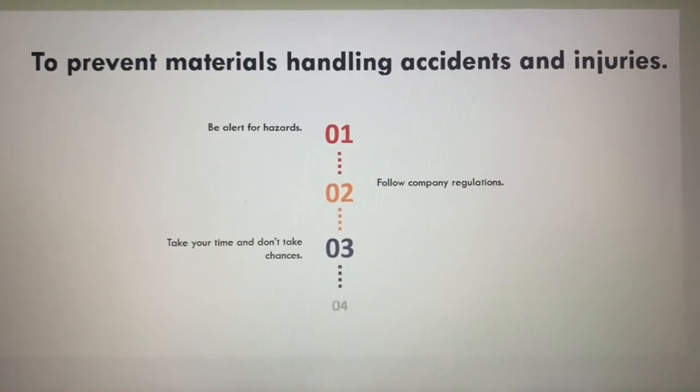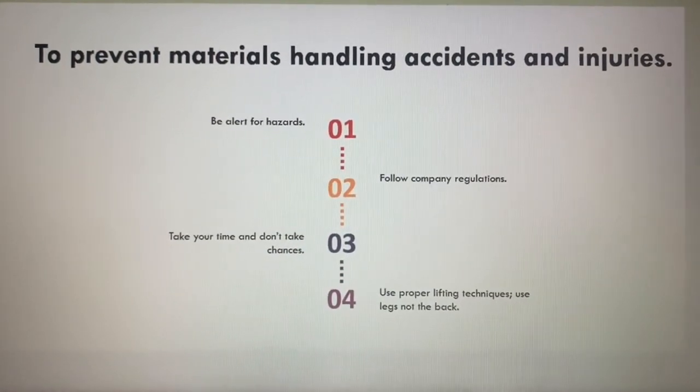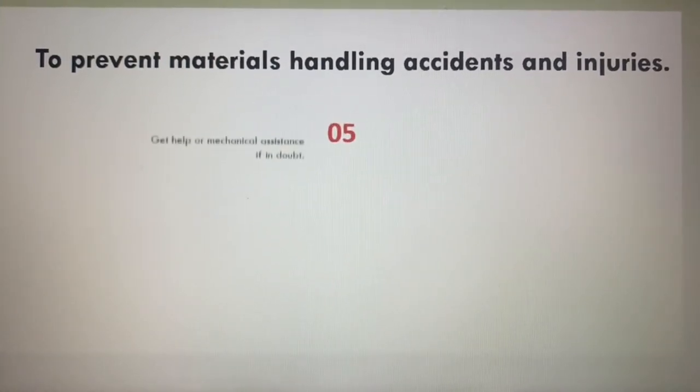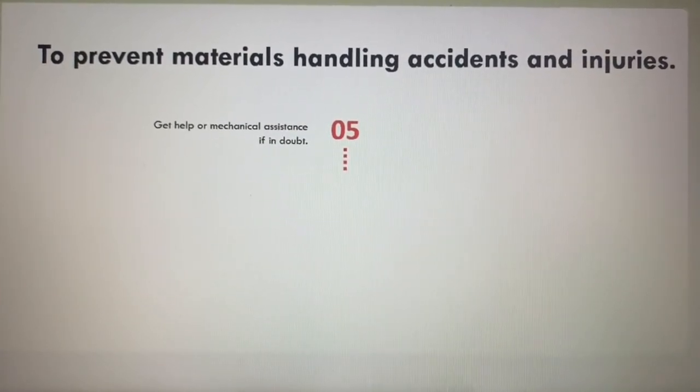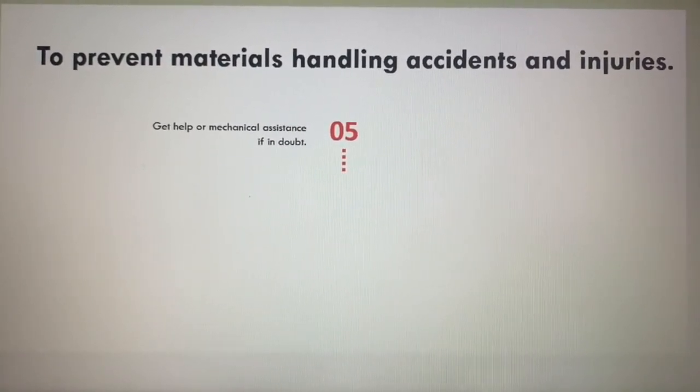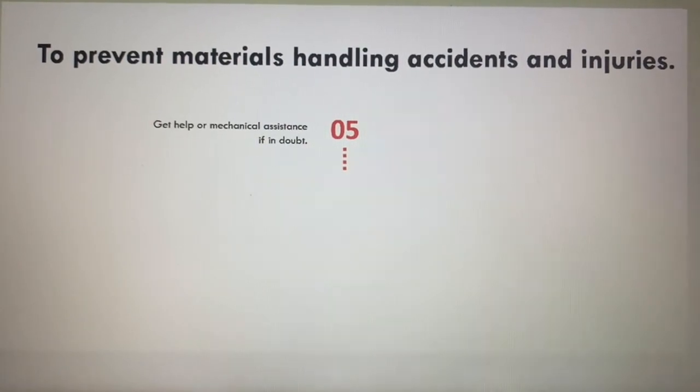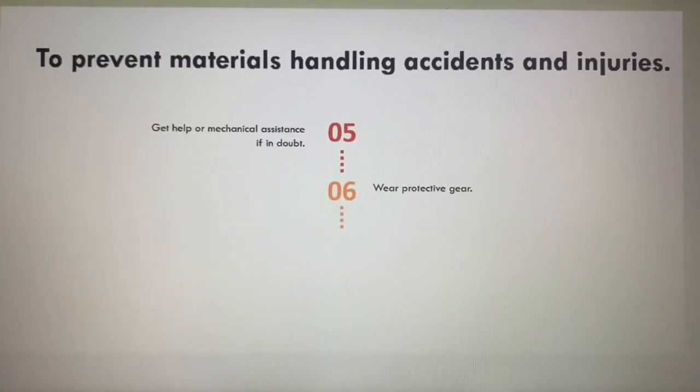Number 4 is use proper lifting techniques. Use legs, not the back. Number 5, get help or mechanical assistance if in doubt. So if you see any problems, don't hesitate to ask so that a certain problem might be resolved in the nearest time. Number 6, wear protective gear. In every operation, we should always wear protective gear: a helmet, protective eyeglasses, a suit, and also boots so that we are protected by these garments.